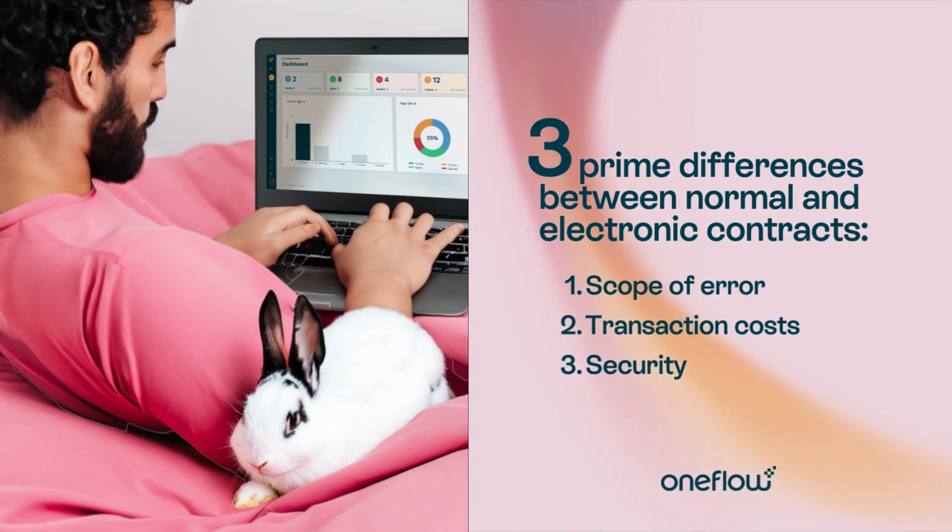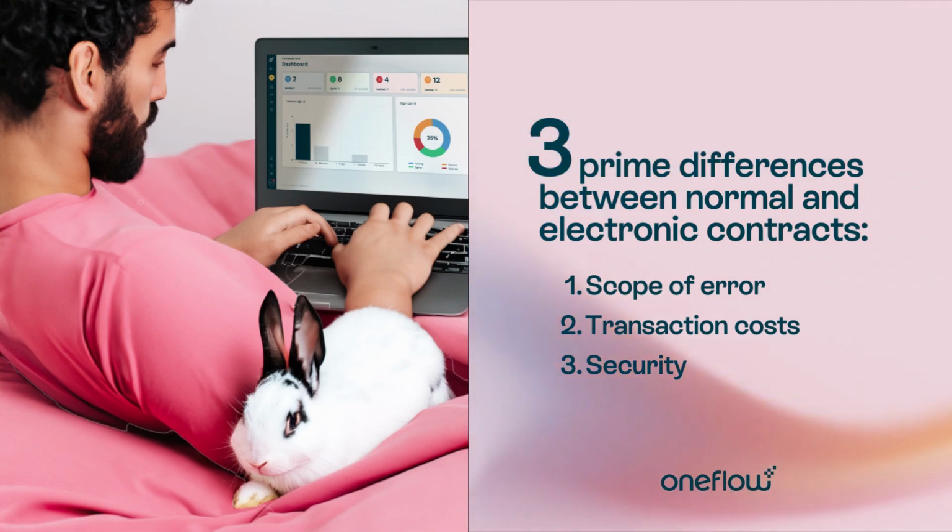3. Security. Electronic contracts are more secure than paper ones. This is thanks to security features, such as biometric sign-ins, passwords, and team collaboration platforms that are inaccessible to anyone who does not have permission.